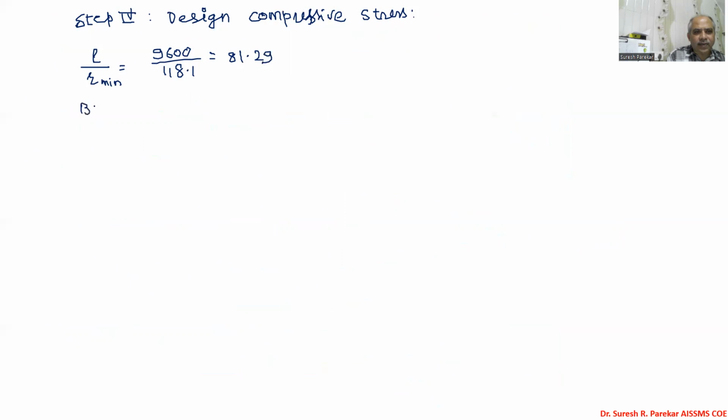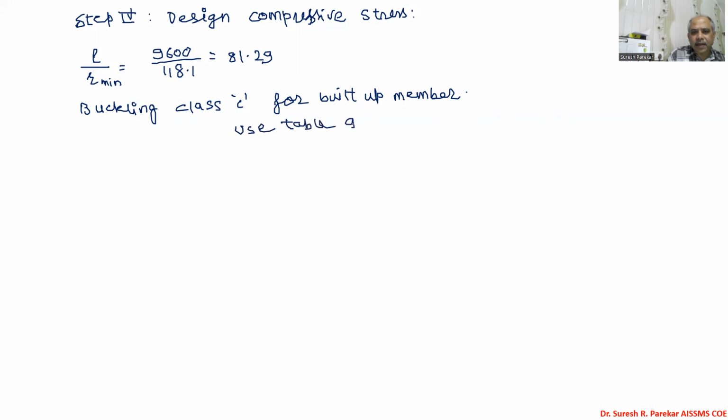Now we have buckling class. In this step, buckling class C for built up members, and therefore use table 9C. And then we have step 5, design compressive strength.